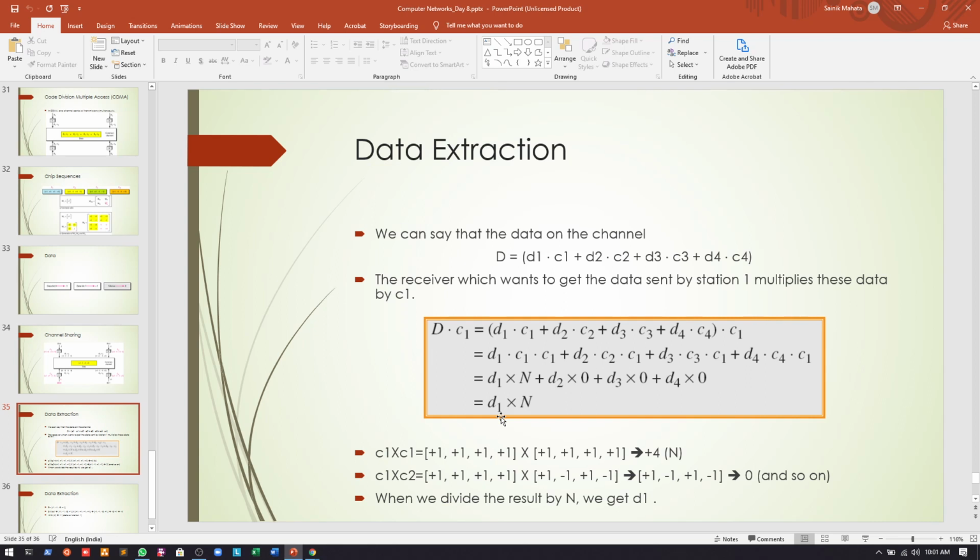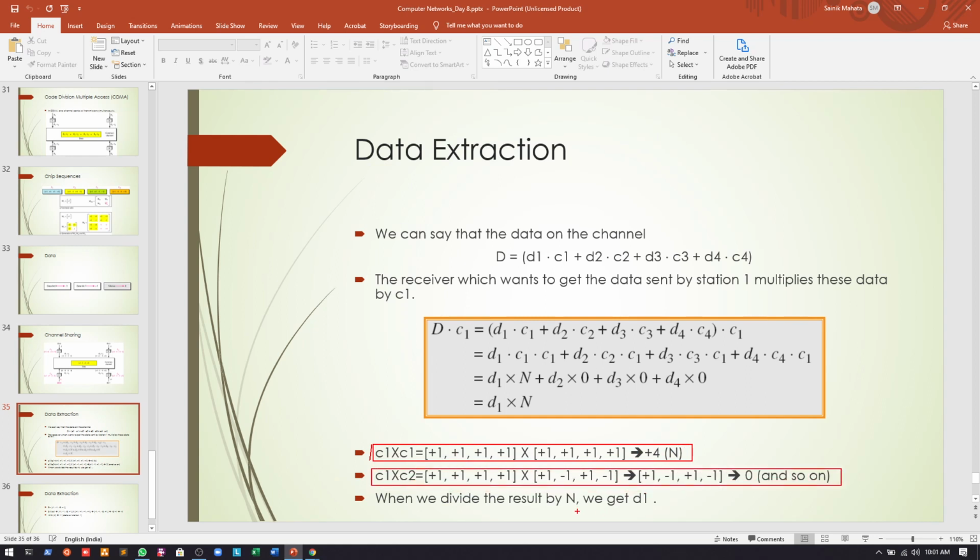Okay. So you can check that as well. You just multiply the codes by itself, it will be 4. And if you multiply the codes with the different other codes, you will actually have a 0, right? So as we have discussed, the same here as well. So again we have seen that if we do c1 into c1, we will actually have 4 of n, and if we do c1 into c2, we will actually have 0.